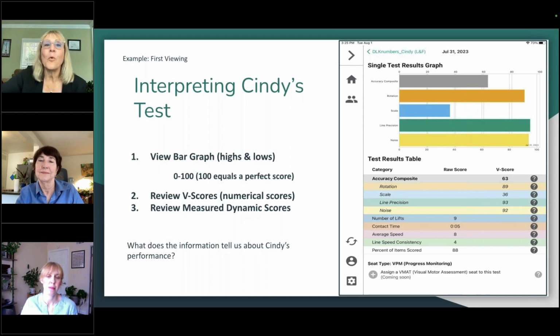And so what we want to do now is review those scores. We want to look at the bar graph, which you can easily see the strengths and weaknesses. We want to look at those V scores, the numerical values that are presented. And then we want to look also at the performance scores. So in looking at this using our interpretation framework, what does the information tell us about Cindy's performance? And I'm just going to wait about 10 seconds or so that you have an opportunity just to take a look at Cindy's scores and come up with ideas.